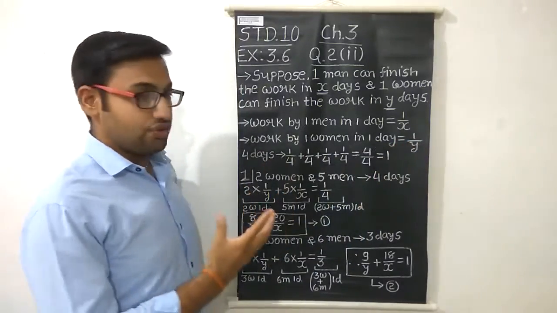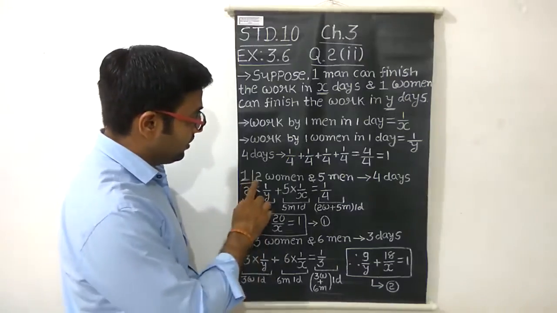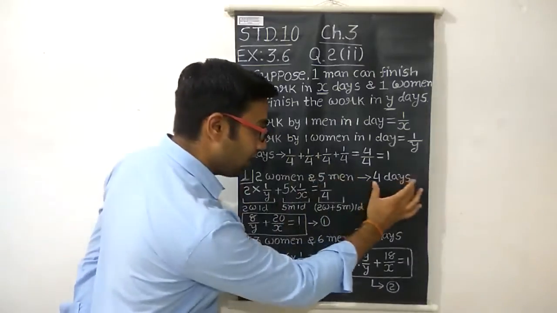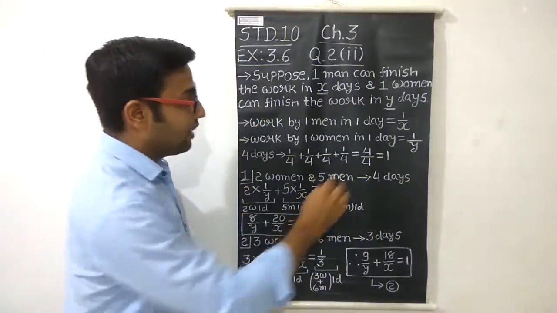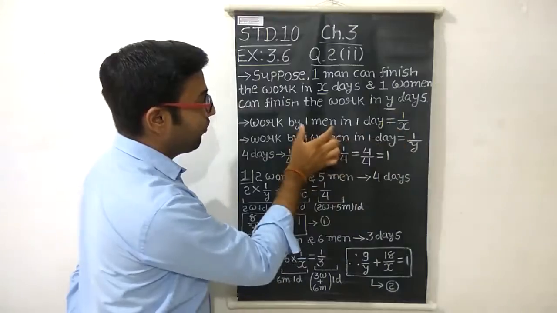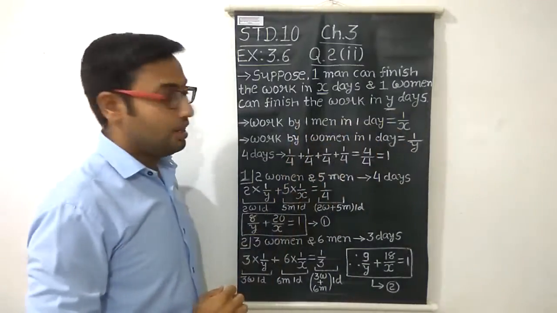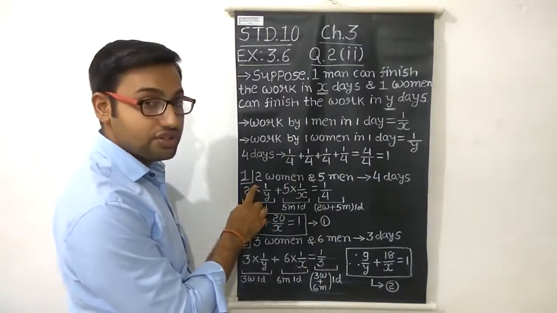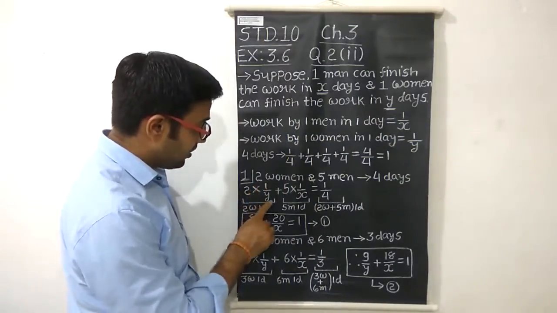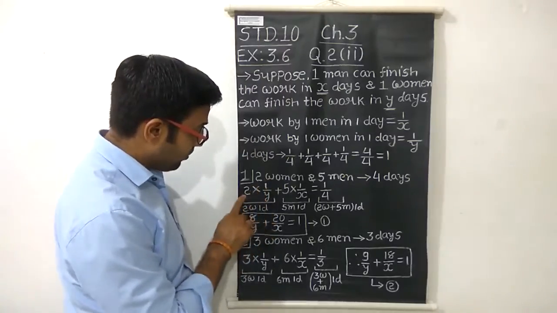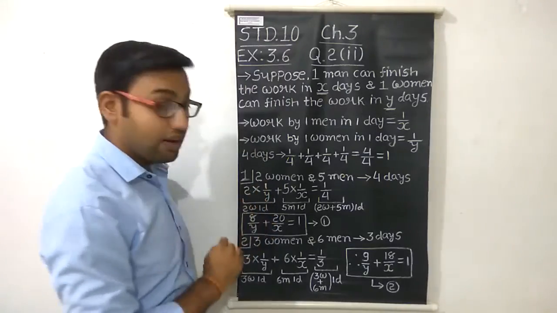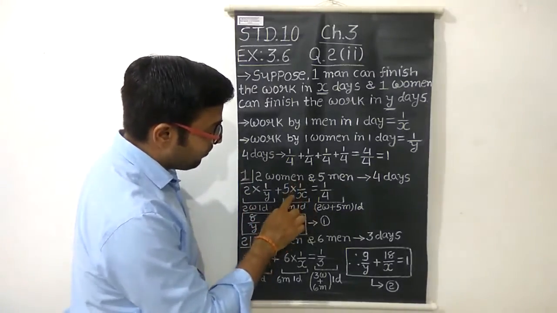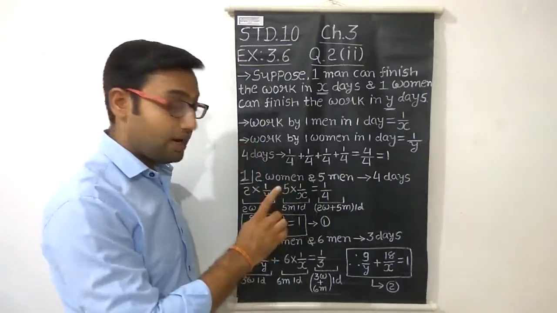So what are the two situations given in the question? The first situation is two women and five men can together finish the work in 4 days. Now here we have the work of one man in 1 day and one woman in 1 day. So how many women are there? Two women in the given situation. This is one woman's 1 day work, so two women can finish 2 into 1 upon y work in 1 day. In the same way, 1 upon x is the work of one man for 1 day.